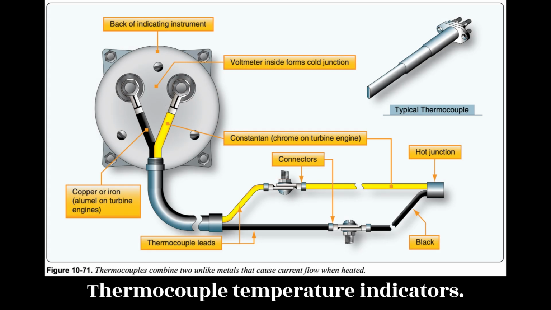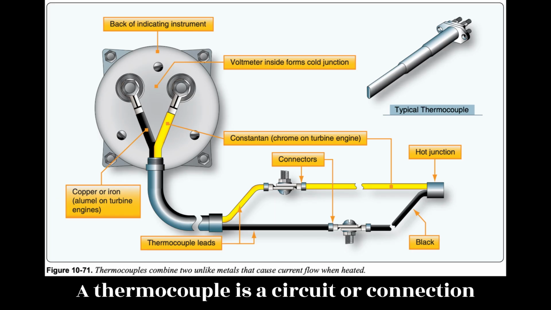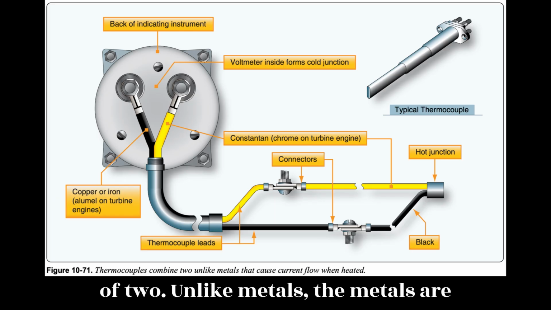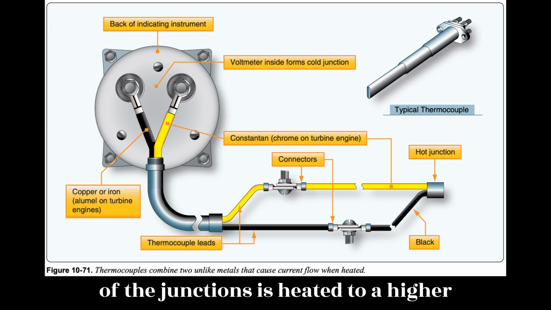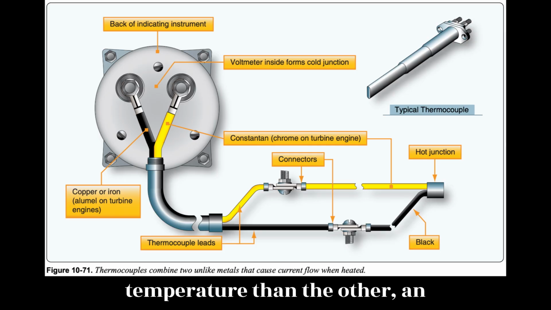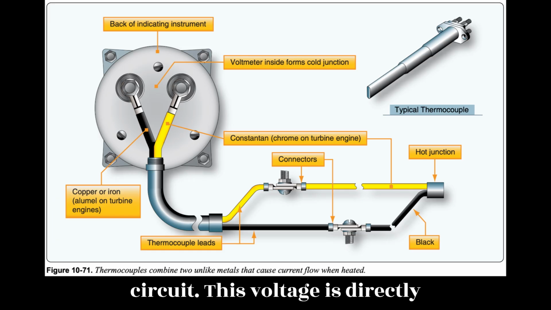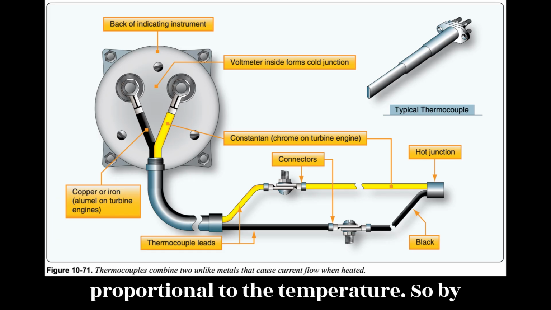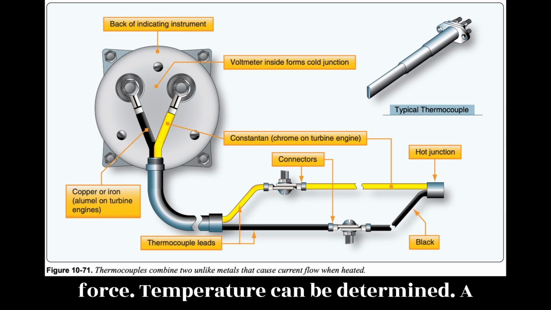Thermocouple temperature indicators. A thermocouple is a circuit or connection of two unlike metals. The metals are touching at two separate junctions. If one of the junctions is heated to a higher temperature than the other, an electromotive force is produced in the circuit. This voltage is directly proportional to the temperature. So, by measuring the amount of electromotive force, temperature can be determined.